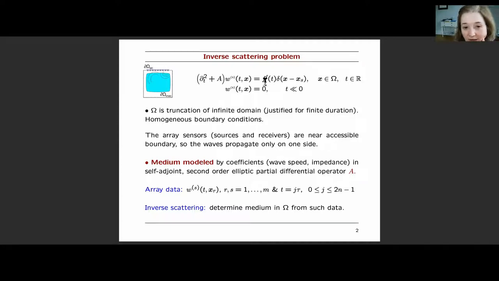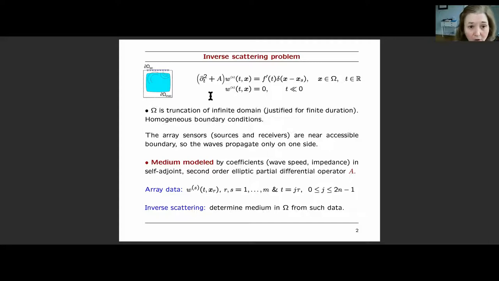It is generated by a source located at x_s, which emits some signal, denoted here by f(t). We assume that this signal is a pulse, a short duration signal emitted by the source. Because the wave generated by the source depends on the source, obviously, I have an index s here for this wave. Before the source acts, the medium is quiet.